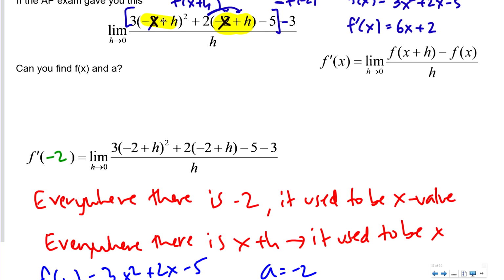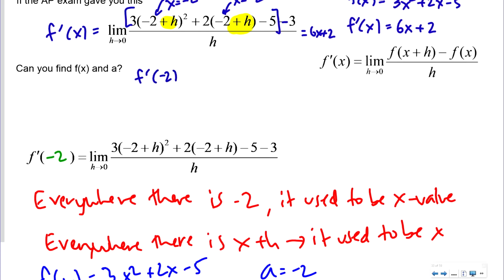So if I had the limit with these x's in here, this answer would be 6x plus 2. But if they put x equals -2, what they did was everywhere there's an x, they put in -2. So this is the definition of a derivative. If I wanted to plug in -2 into this f prime function, which is 6x plus 2, everywhere there's an x, I would put in -2. So I would get -12 plus 2, which is negative 10. And so that would be the answer to this limit.